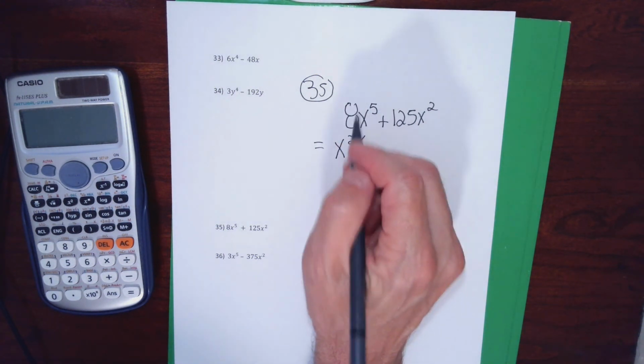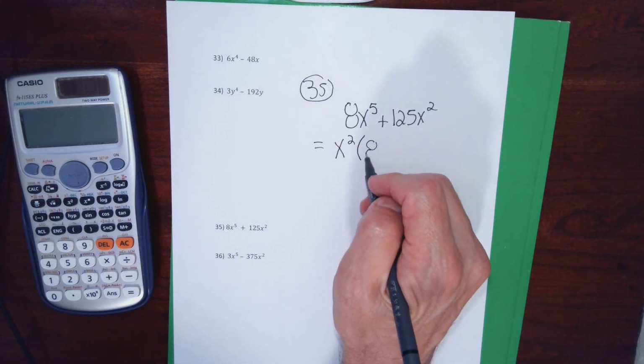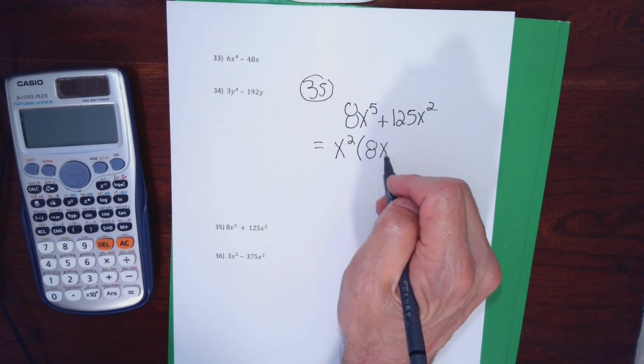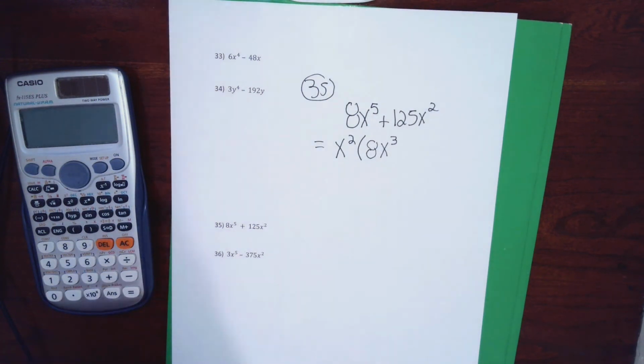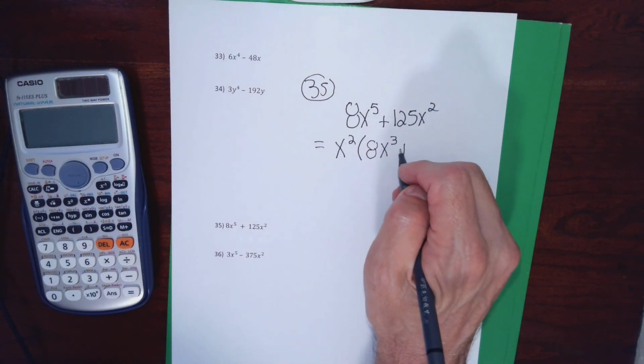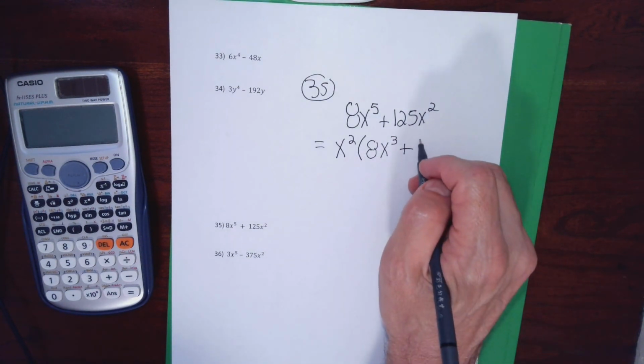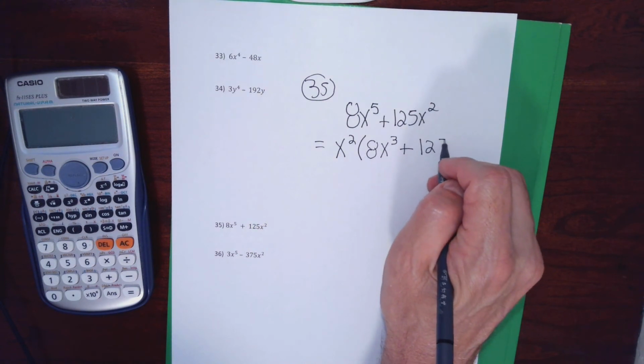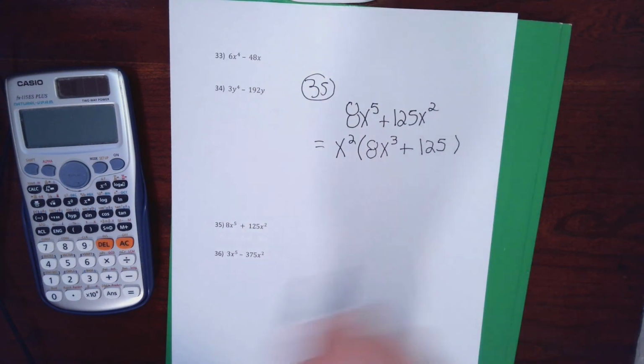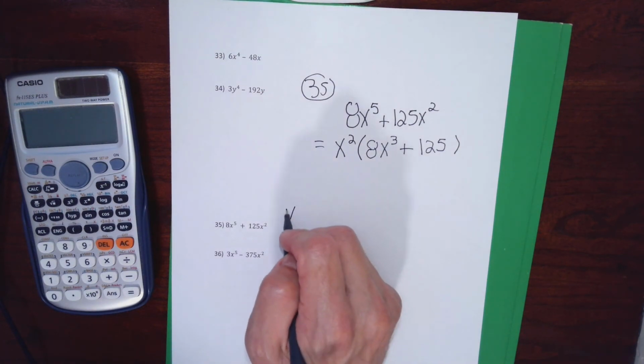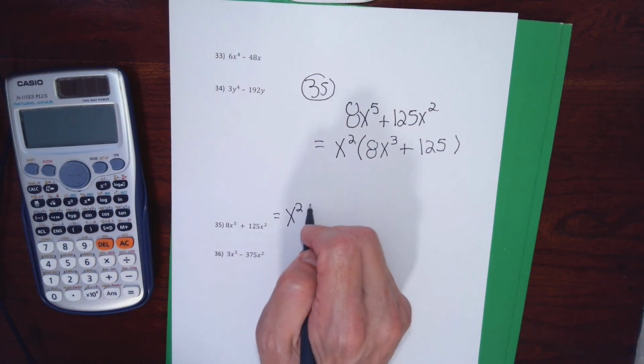From the first term, I'm leaving the 8. The first term had 5 x's. I got rid of 2 of them by factoring out. I'm left with 3 x's. I'm not changing any signs because I didn't factor out a negative. I didn't factor out a number, so I'm leaving the 125. And the x squared, I got rid of. I'm going to write my answer, leave myself some room.